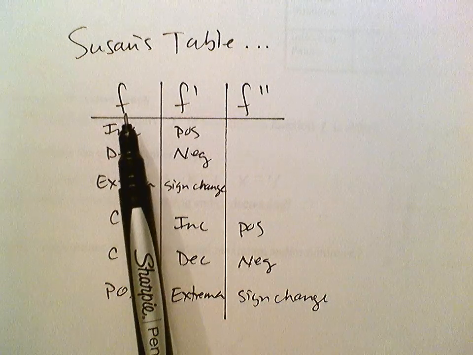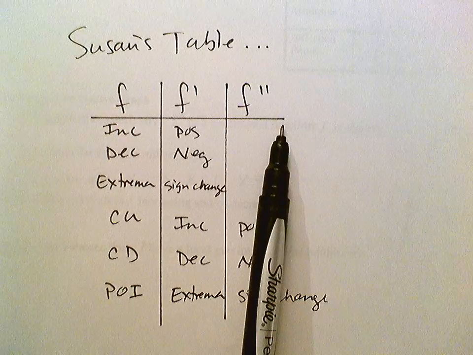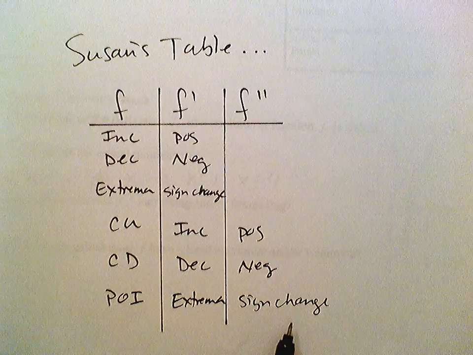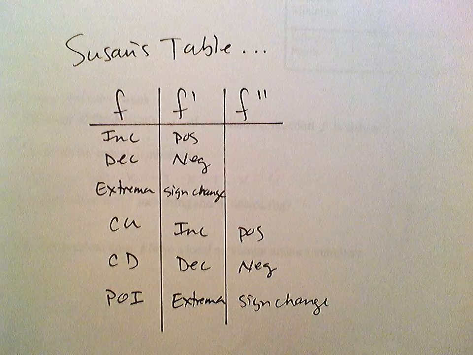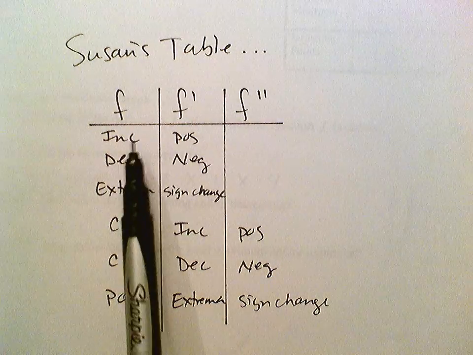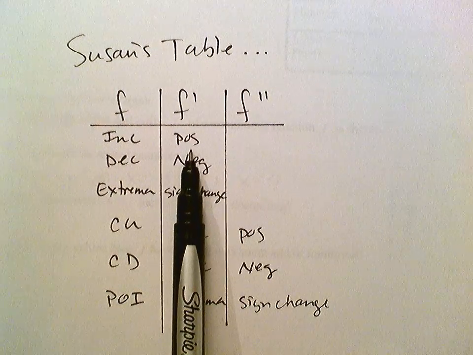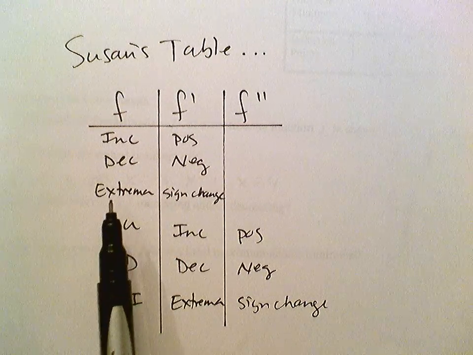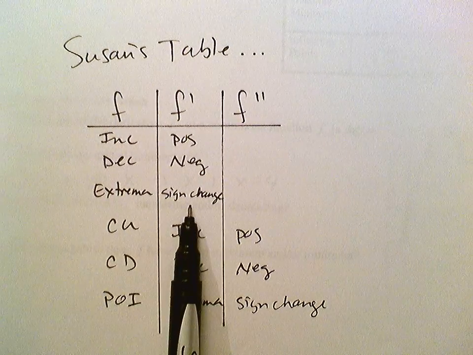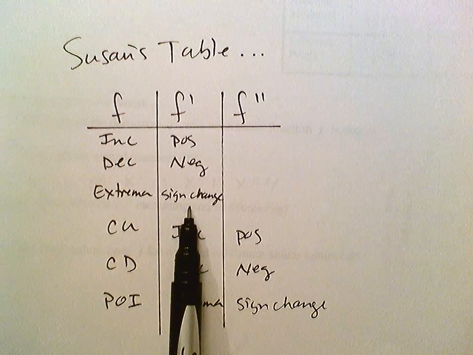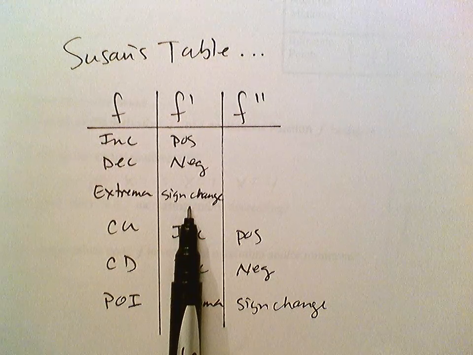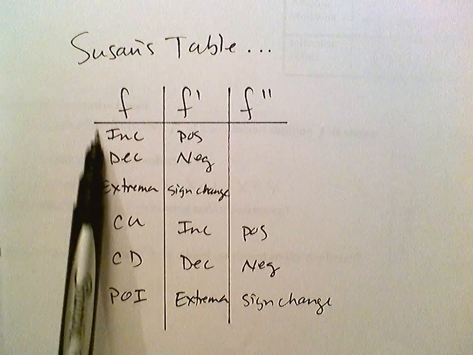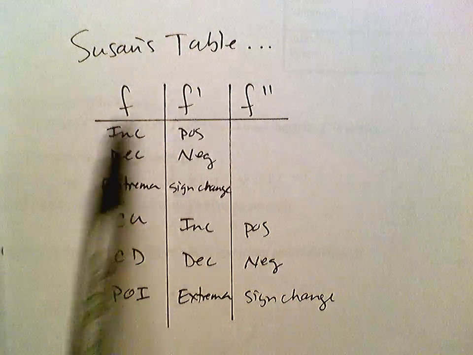And what she does is she has them go f, f prime, f double prime. And then the things in each row are like the stuff that happens simultaneously. So if f is increasing, that means f prime is positive. If f is decreasing, that means f prime is negative. Any extrema of f will occur where f prime has a sign change, where it goes from positive to negative or negative to positive. Okay, and then we'll talk about the rest later. But this is what we're interested in today. You don't have to write this down. I think next lesson we will.